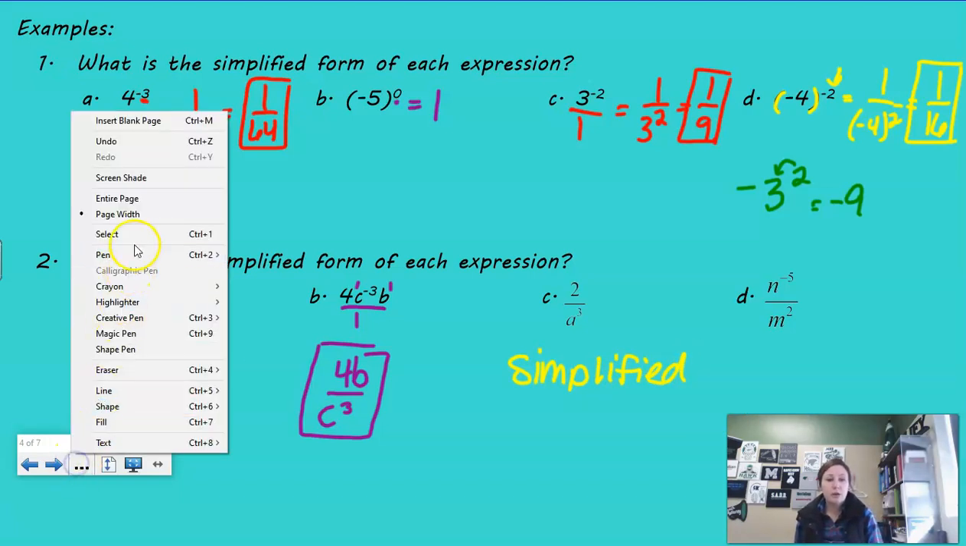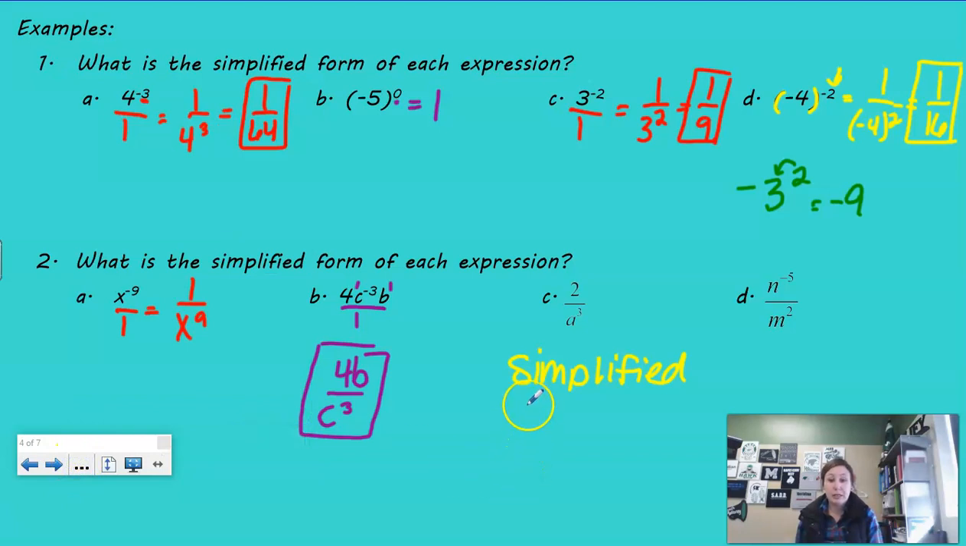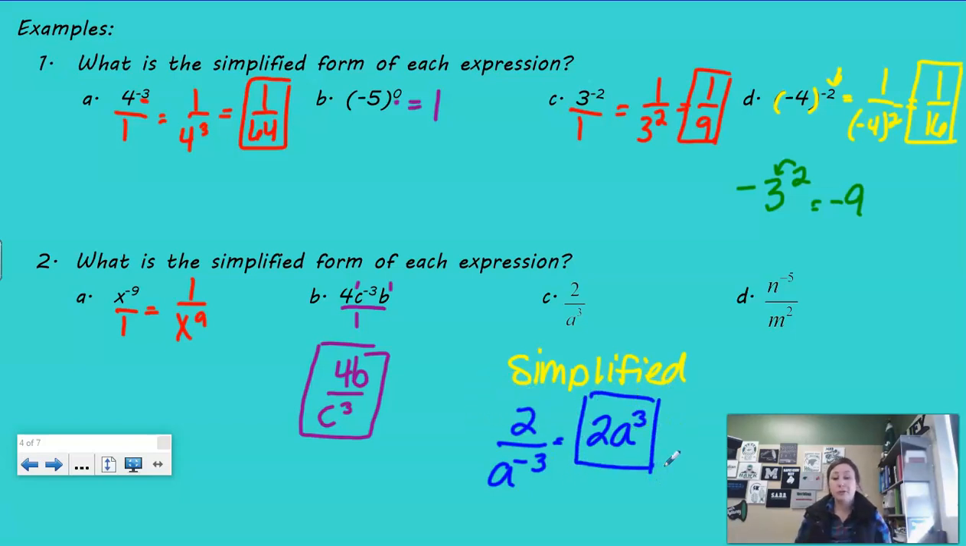Okay. However, if I threw the problem at you like this, 2 over a to the negative third, now here's where we've got to think opposite, right? So my exponent now is negative in the denominator. So to make it positive, I've got to bring it up with that 2, or with the 2. So now this answer becomes 2a to the third because I'm left with technically a 1 in the denominator, which we know doesn't get written. All right, so there's an example of when you have a negative in the denominator, you got to bring it up top.